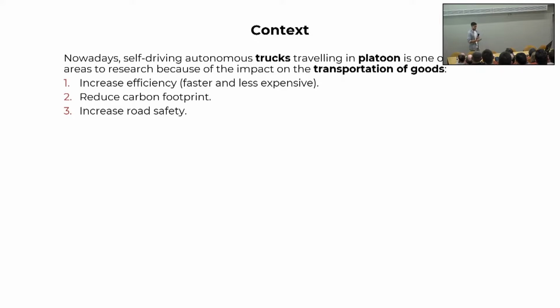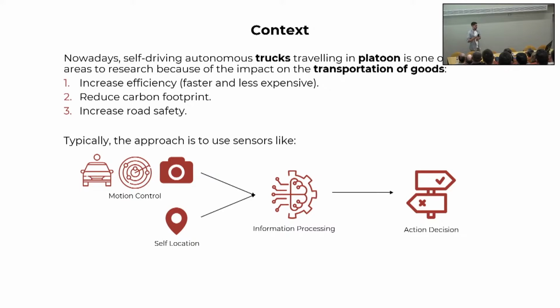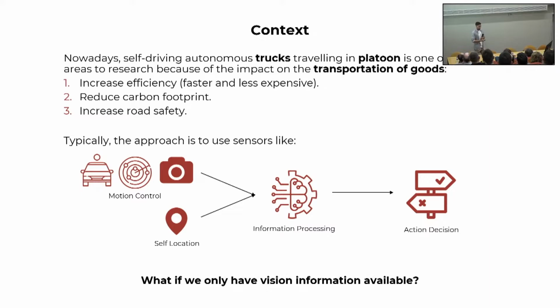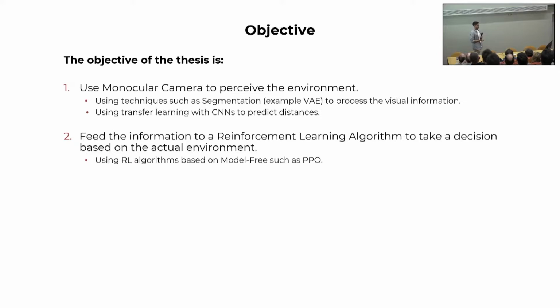Typically, the approach for a self-driving car is to use a lot of sensors, mainly lidars, radars, cameras, and GPS, and then this information is processed by an algorithm that takes a decision. But the question is, what if we only have vision information available? So the objective of this thesis is to use a monocular camera to perceive the environment.